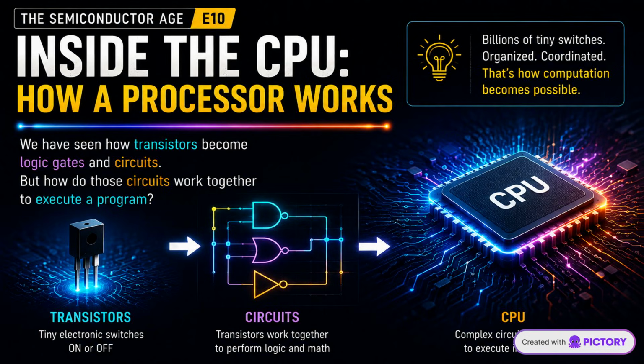In the previous episode, we saw how transistors become logic gates and circuits. But how do all these circuits work together to actually run a program? Today we go inside the CPU.